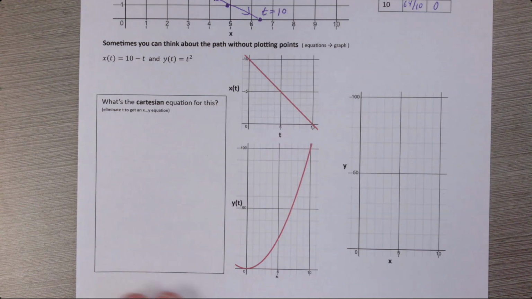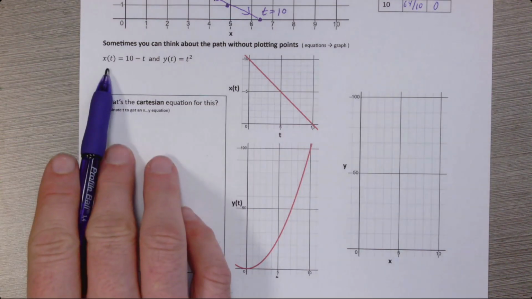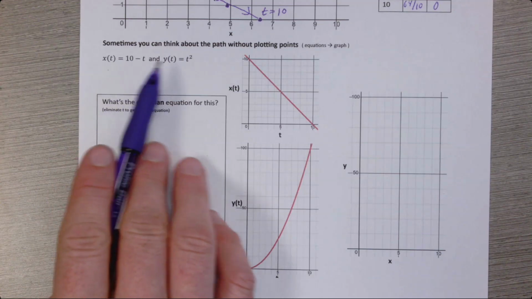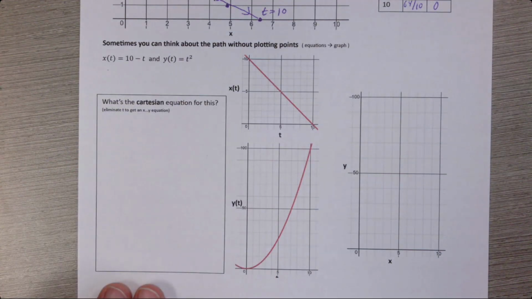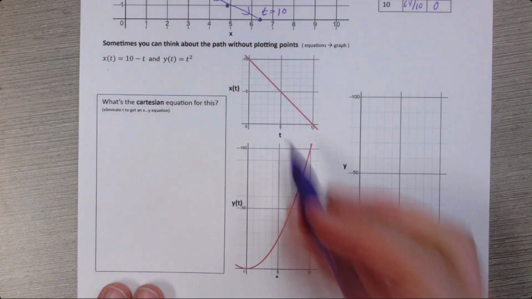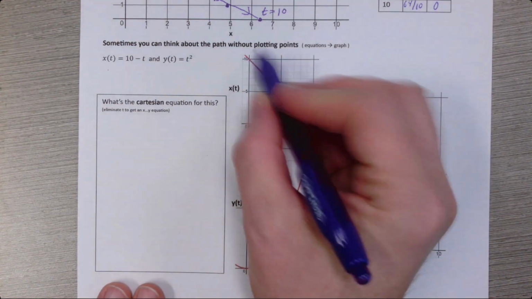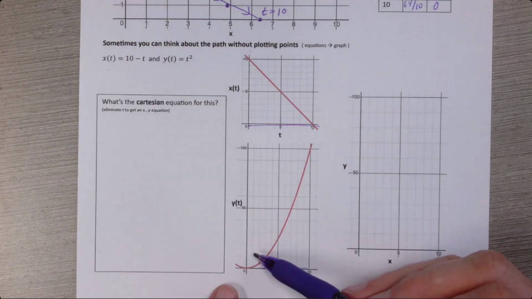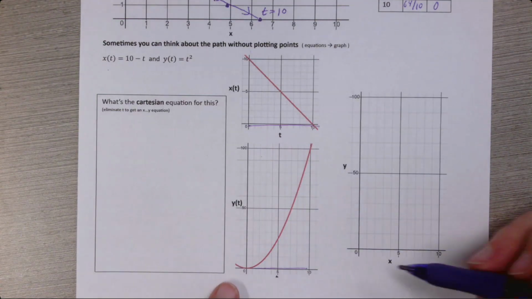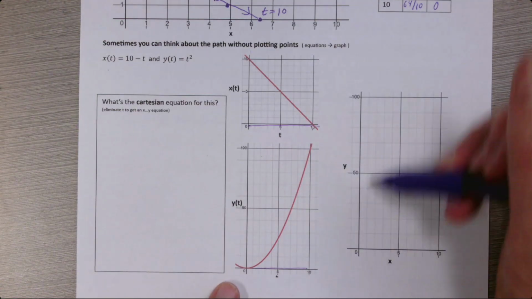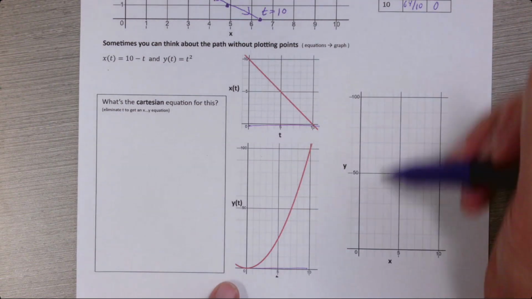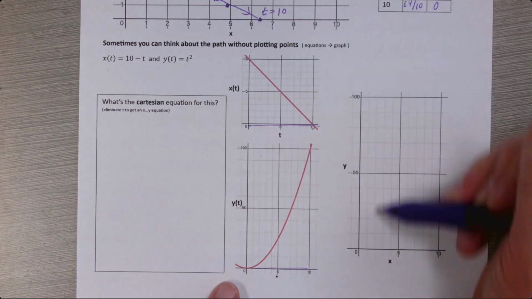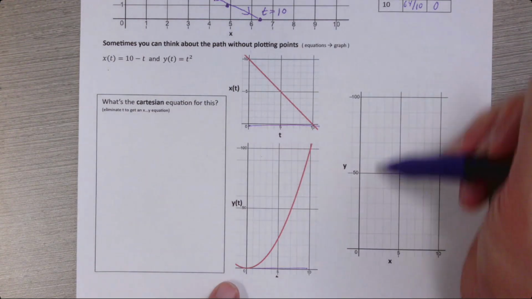Okay, what about this pair of functions? I've got an x-coordinate given by 10 minus t and a y-coordinate given by t squared. Rather than making a whole table of values, here I've plotted the graphs with a t-axis and an x-axis and a t-axis and a y-axis. So if I think about just the change in y value as time increases, my y value I know is going to be going up at an accelerated pace. Okay, so I'm imagining going up at an accelerating pace.